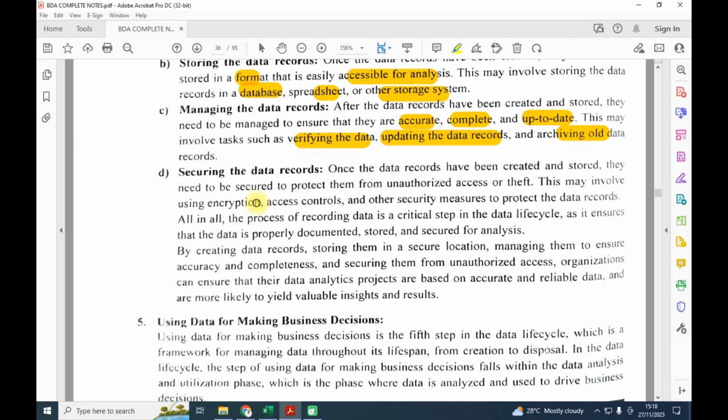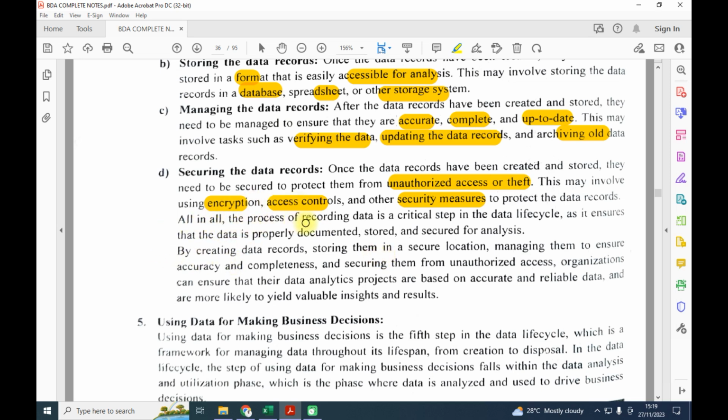Then after managing the data, we shall secure the data records. Once the data records have been created and stored, they need to be secured to protect them from unauthorized access or theft. So we shall secure, because currently data is very expensive, and that's why you are finding there are a lot of hackers that are hacking data, having unauthorized access of data. Currently you can sell data for a lot of money when you access data that is meaningful. This involves using encryption, where we are using the password. Then you can use access controls, controlling people who can access the data that we have already stored, and other security measures, encoding and encryption, to protect the data.